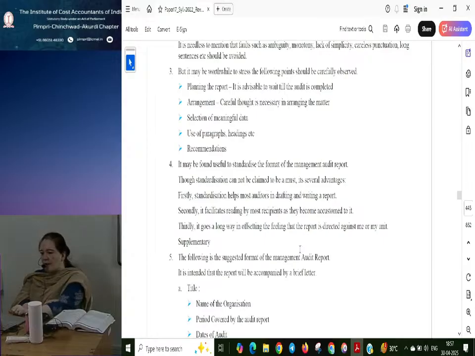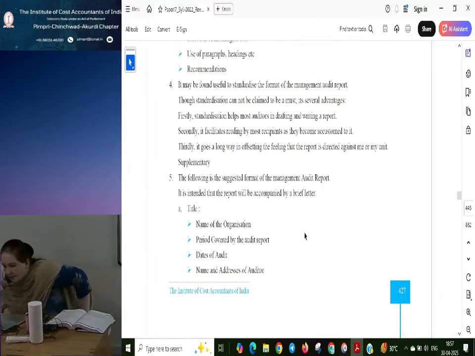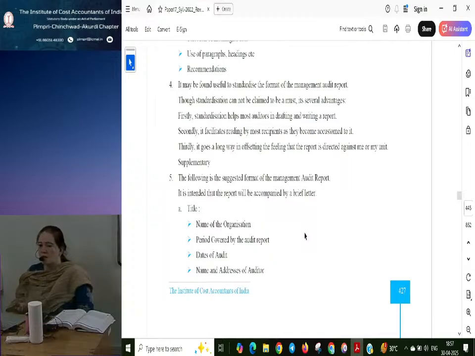So format, though it is not given by any act, but see to it that it is in a standard format. It is intended that the report will be accompanied by a brief letter. So what are the things that need to be in the letter? First one is the title, that is the name of the organization, the period for which it is covered, the dates of the audit, and the details of the auditor.